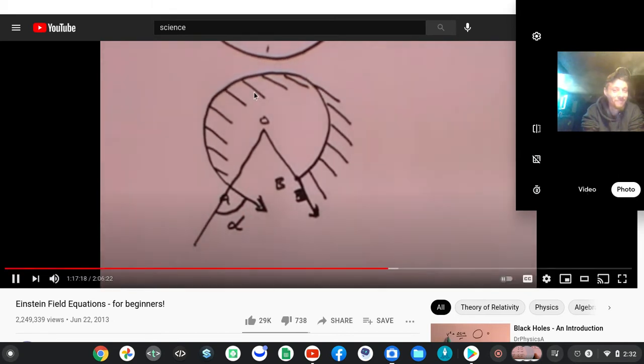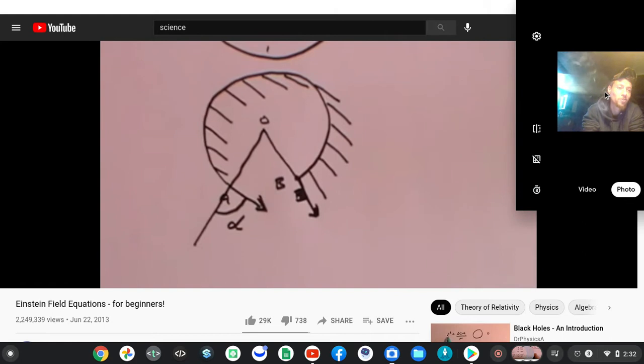If it's a flat surface, as we showed, no change in direction. If it's a curved surface, it changes direction. Now I'm just going to take a slight diversion and a pause to deal with two definitions.